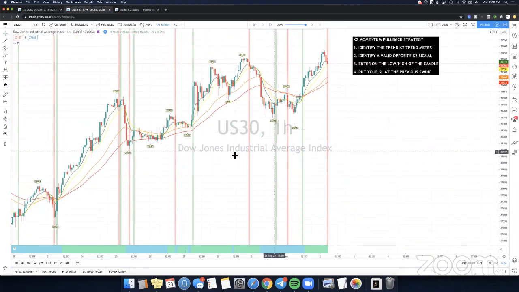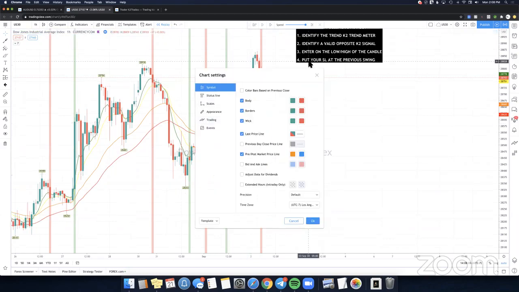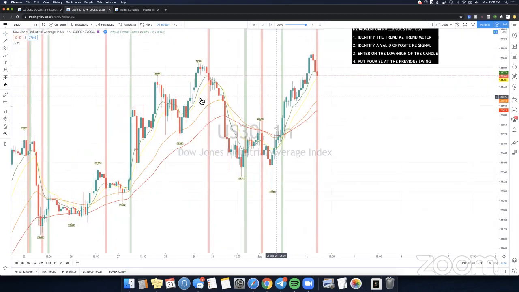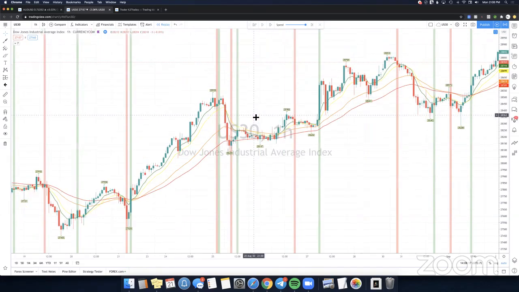Like, so if we took off the trend meter, you probably could have taken this trade right here, and it would have hit pretty nice. And then you could have taken this one right here, and this would have hit as well. But you can see right here that you could have taken this one as well, but this one would have flopped. So it really depends on how risky you want to be.